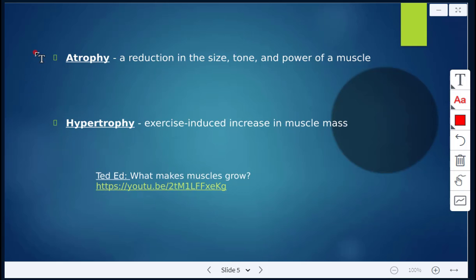All right, so when we talk about atrophy, that is a reduction in the size, tone, and power of a muscle, and hypertrophy is the exercise-induced increase in muscle mass. So let's pause here and watch this quick video.